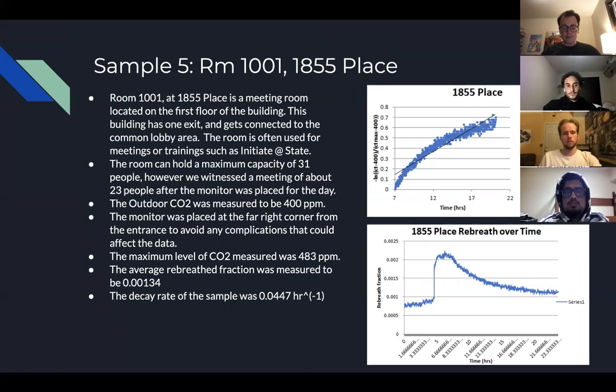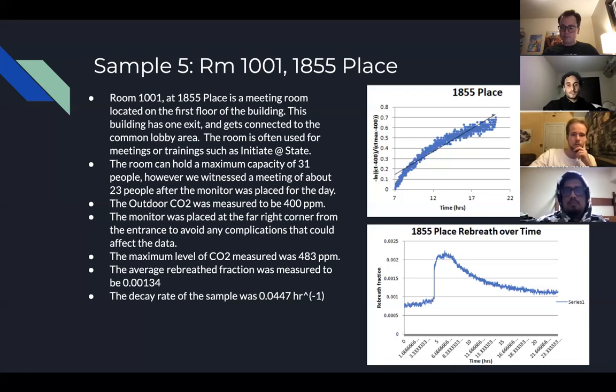We noticed that the room can hold a maximum capacity of 31 people, 30 people and then one person being the presenter. However, at the time we took our reading, we noticed that 23 people were there after the monitor was placed for the day. The outdoor CO2 that we measured came out to be about 400 ppm, parts per million. However, the monitor was placed at the far right corner of the room, as mentioned previously, to avoid any complications of such matter.